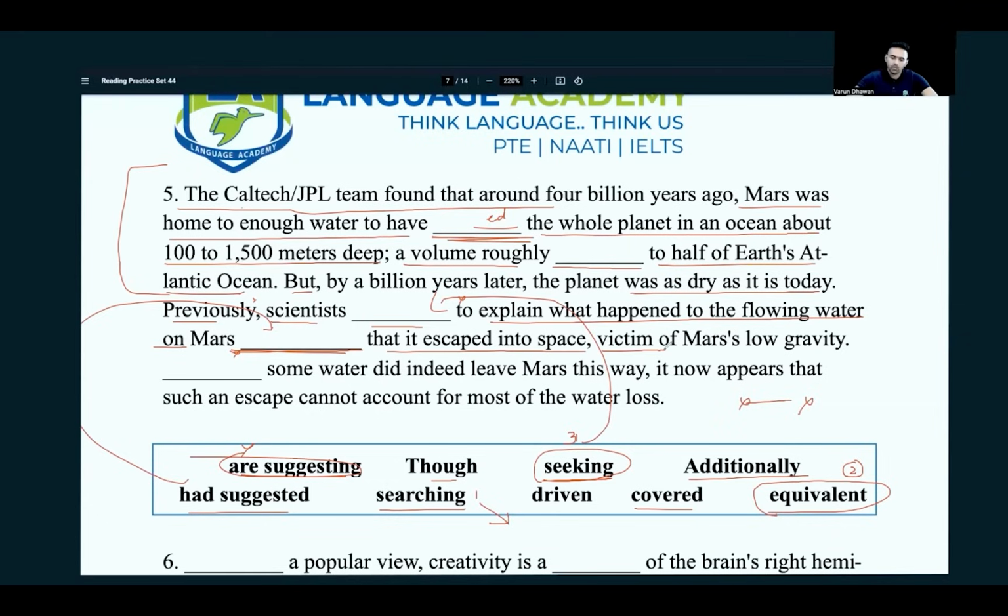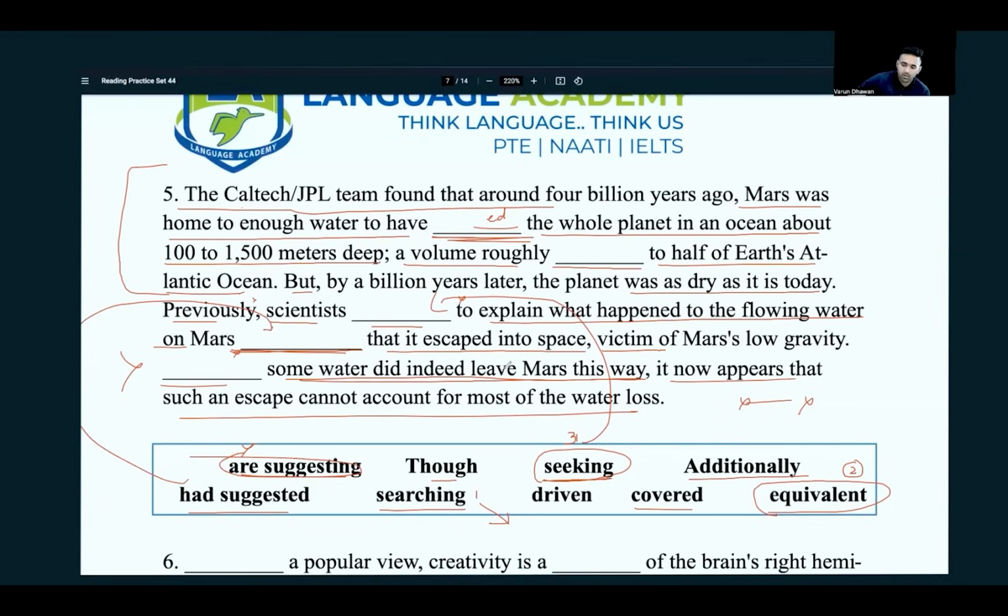Why? Because victim of means due to. Due to Mars' low gravity. Dash, some water did indeed leave Mars this way. Again, contradiction. Some water actually left Mars this way. It now appears that such an escape cannot account for most of the water loss.